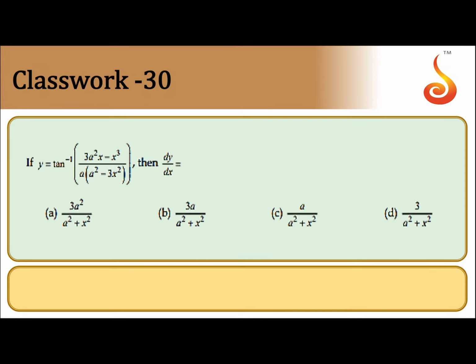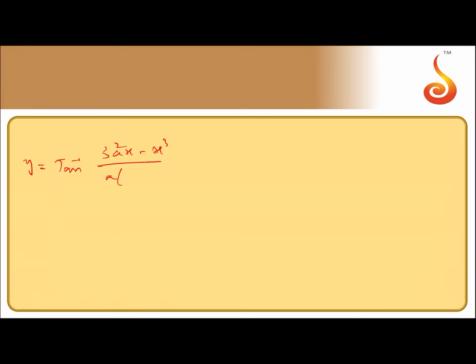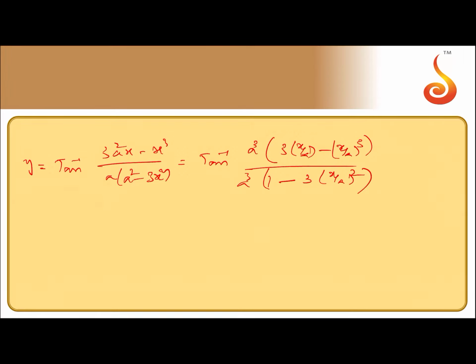Coming to the next one. y is equal to tan inverse of (3a square x minus x cube) by (a cube minus 3a x square). Why not take a cube common in the numerator and denominator? In the numerator, taking a cube common, we get 3 times x by a minus (x by a) whole cube, divided by 1 minus 3 times (x by a) whole square.